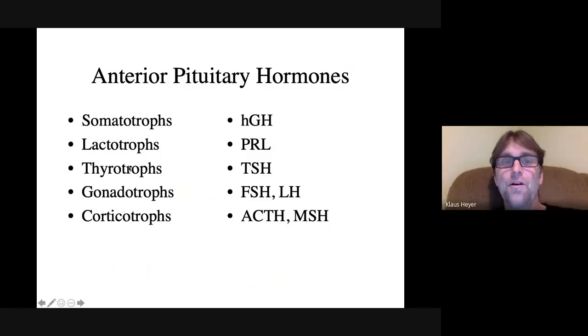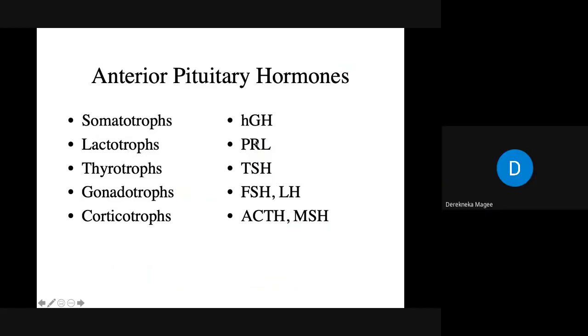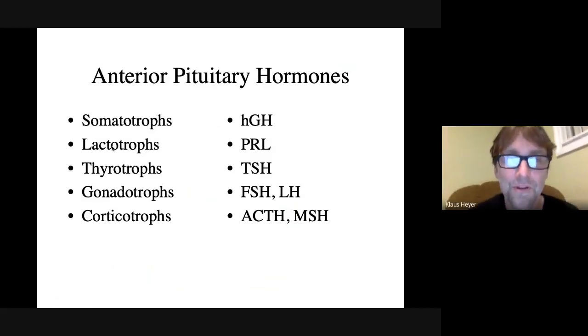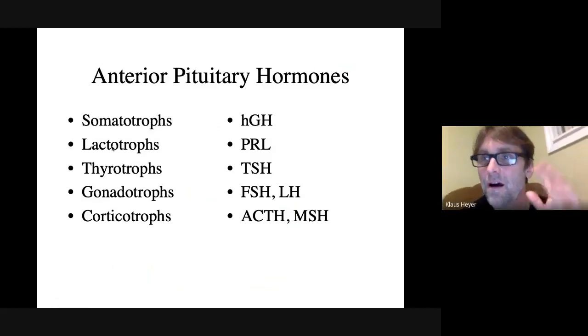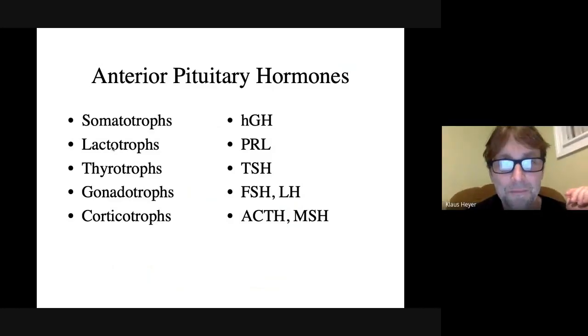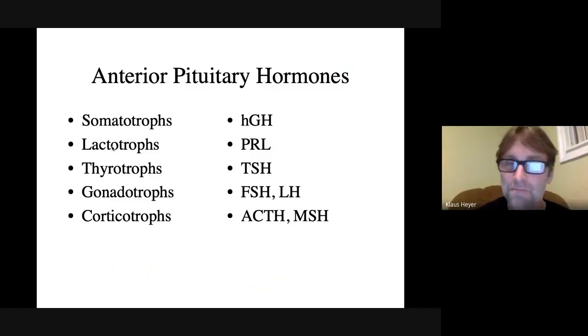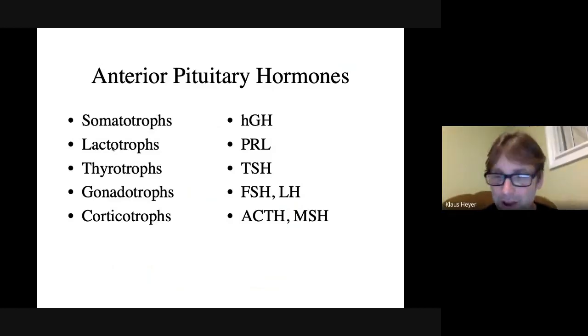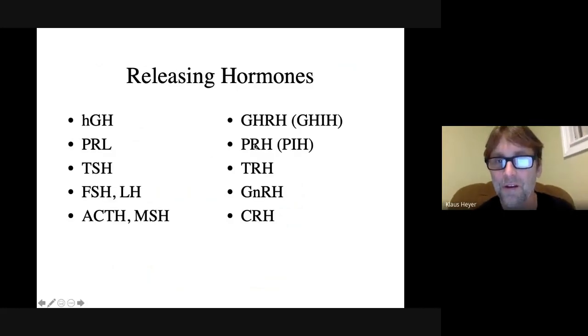So these are all the cells, and this is the pituitary hormone that these cells make. So lactotrophs make PRL. Gotcha. Lactotrophs will not do it unless it gets a hormone signal from the hypothalamus. So it's like a permissive effect. The hypothalamus has to give it permission, and the name of that hormone is PRH.